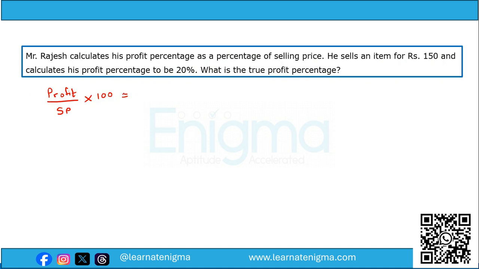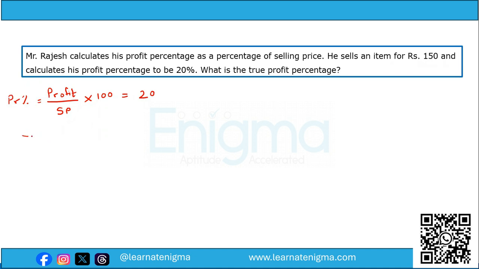Okay. So this was the formula Mr. Rajesh used for the formula of profit percentage. Now let's try and understand this. He got this value to be 20. Okay. He sells an item for rupees 150. That means selling price also we know.